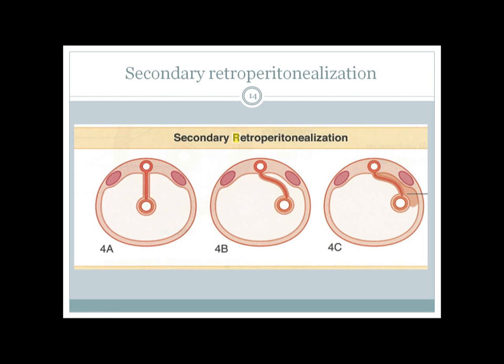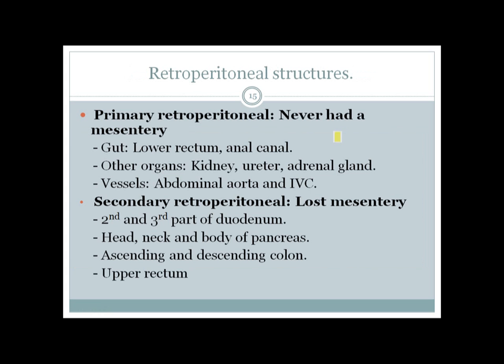So here is something called secondary retroperitonealization. Most of your GI tract organs have peritoneum, but some of those organs go to the posterior region, and their mesentery and the visceral peritoneum get fused with the parietal peritoneum. So they get peritoneum only on one side, and on the other side they don't have any peritoneum. So they get something called a secondary retroperitonealization. Here is a slide to show you which structures are primarily retroperitoneal and which structures are secondary retroperitoneal.